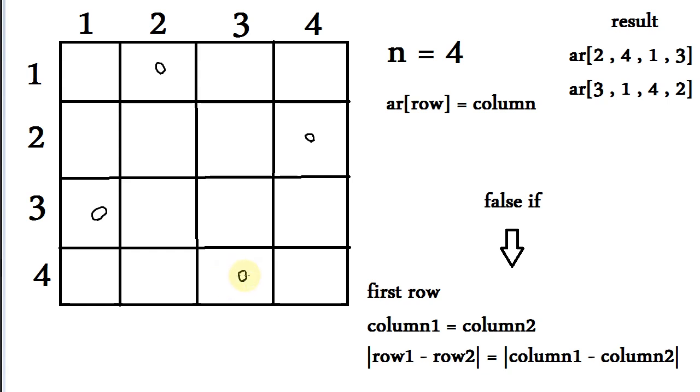When it does that, it goes to the next column and sees if it can remove this and put it here.